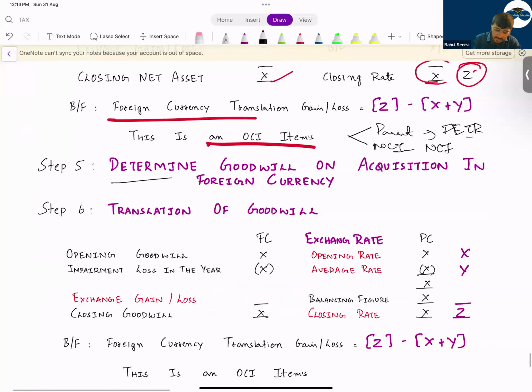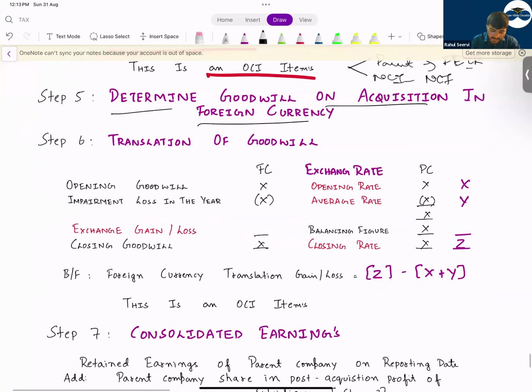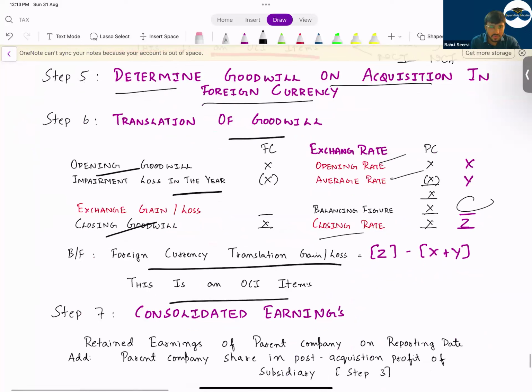Step number 5 is to determine goodwill on acquisition in foreign currency, normal. Then translate the goodwill: opening goodwill, closing, and impairment. Opening rate, average rate, do this, you get the difference. The difference is what, sir? Your exchange gain or loss. This exchange gain or loss should be given to parent if it is the proportionate method. If it is the full goodwill method, it should be given to parent and NCI.